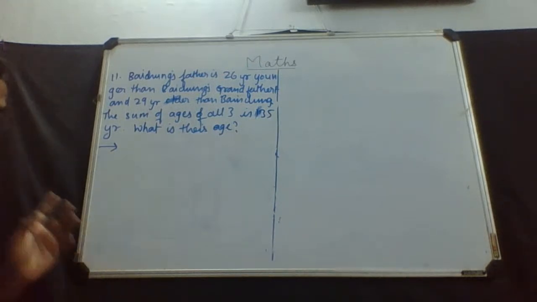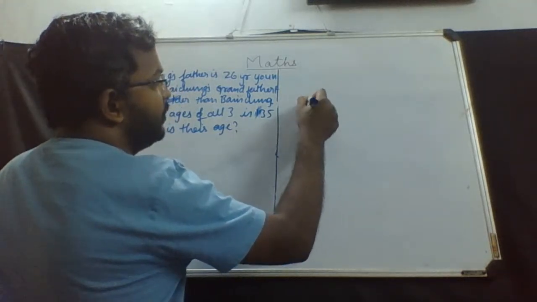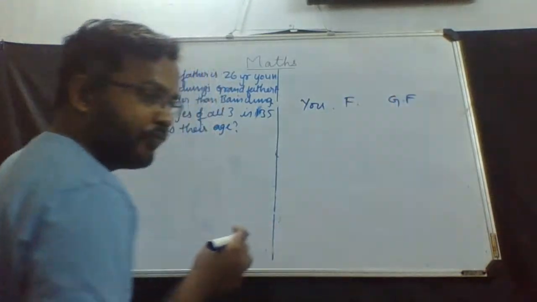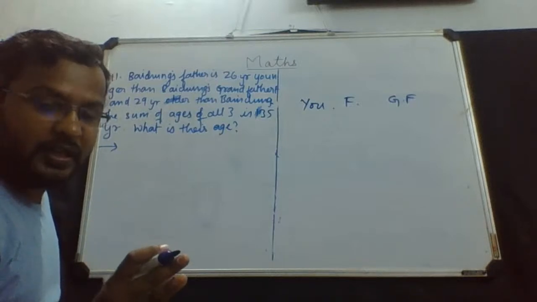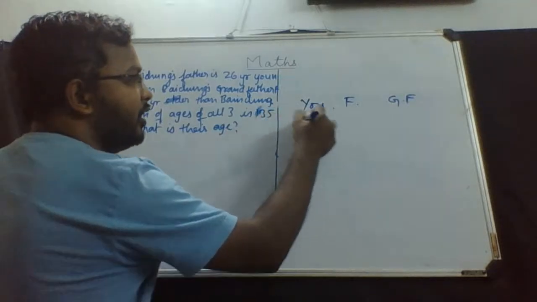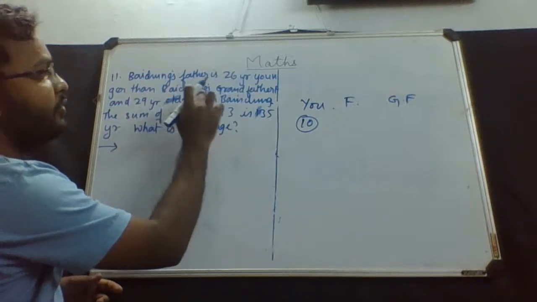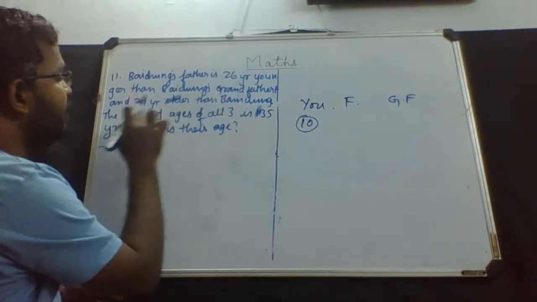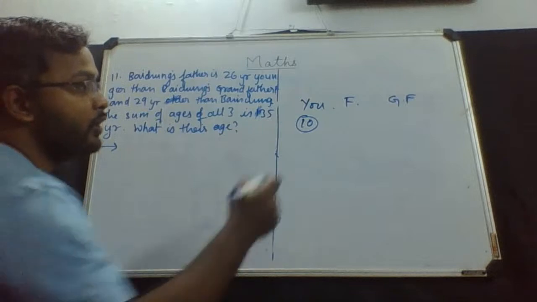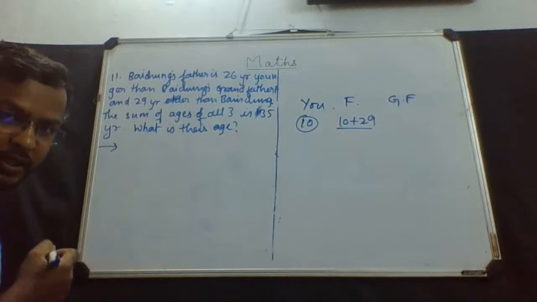So now let's take one normal question. Suppose you have three people: you, your father and your grandfather. According to this question, let's try to solve it one by one. Suppose your age is 10. Your father will be 29 years older than you, so it will be 10 plus 29.